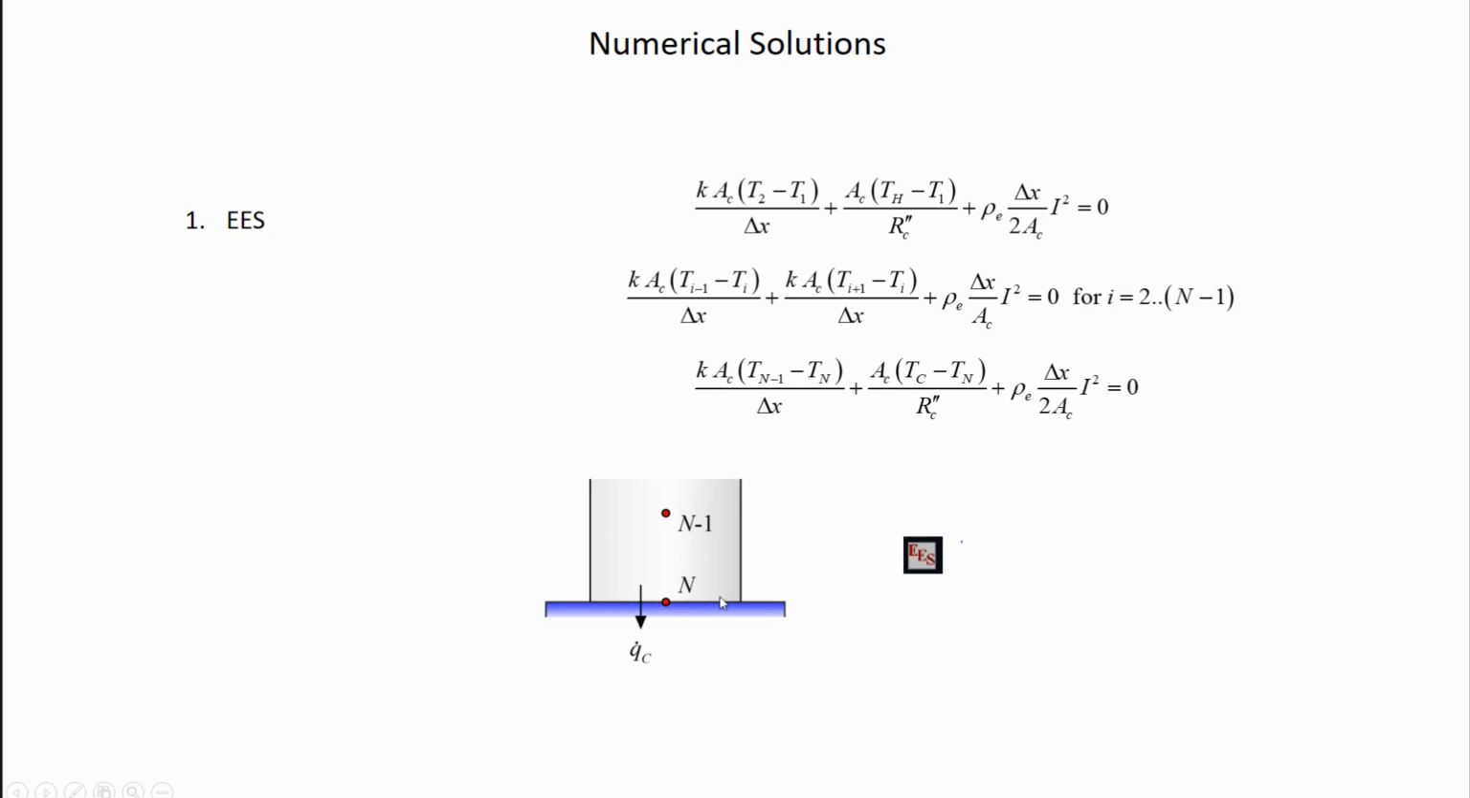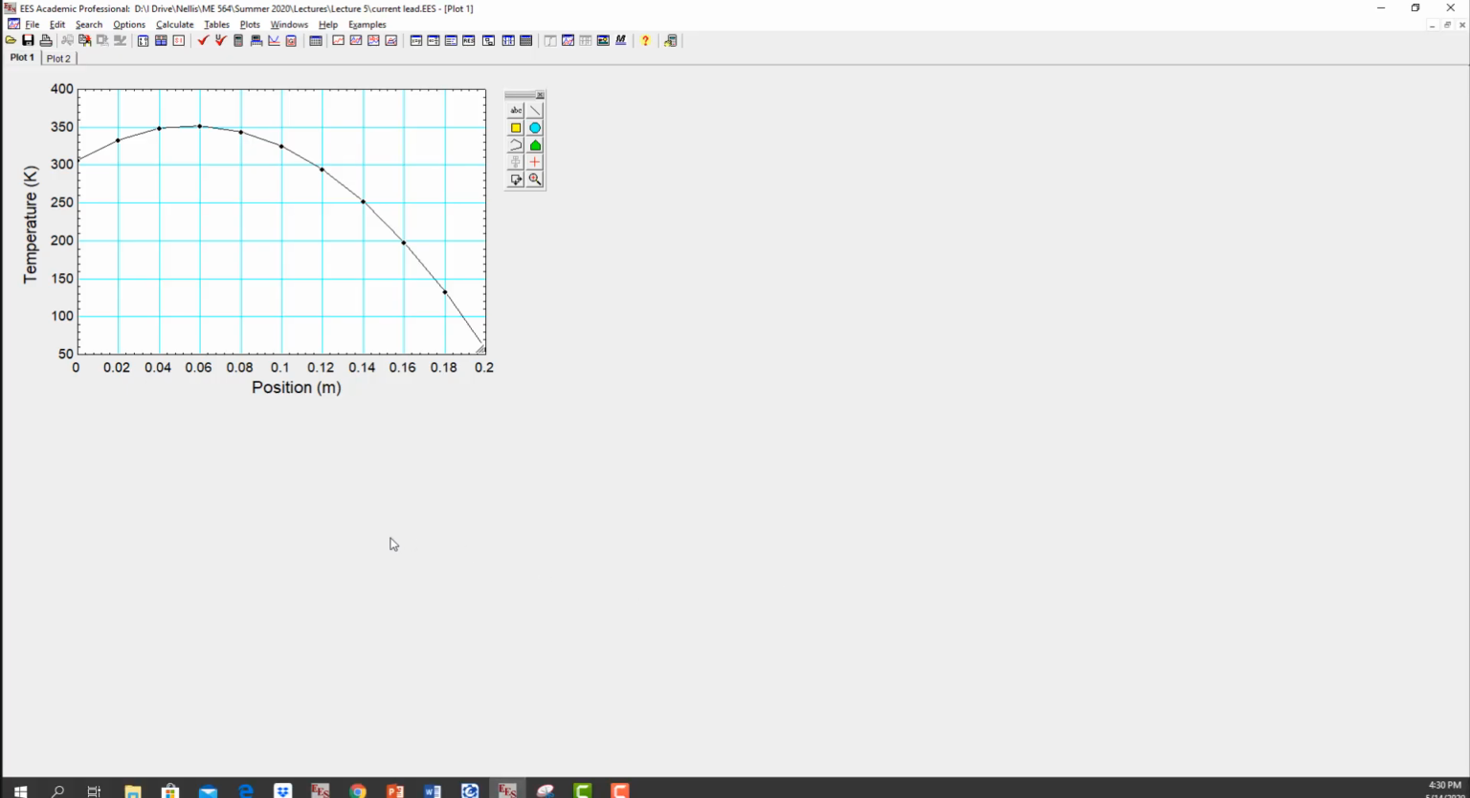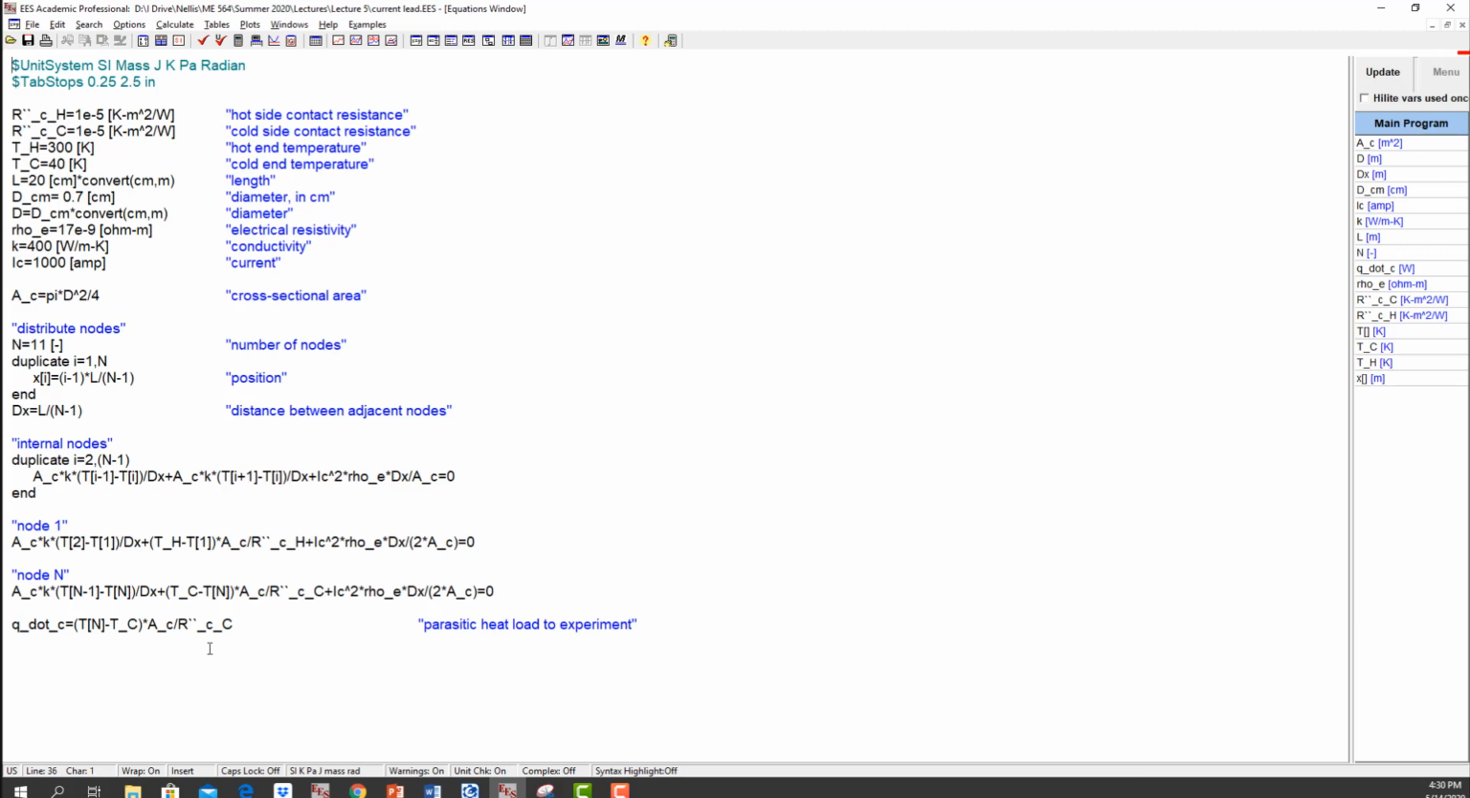So this heat transfer right here, I can calculate. It's just going to be T_n minus T_c divided by this contact resistance right here, right? So that's what I did right here, right? So this is calculating that rate of heat transfer to the cold end of my system.